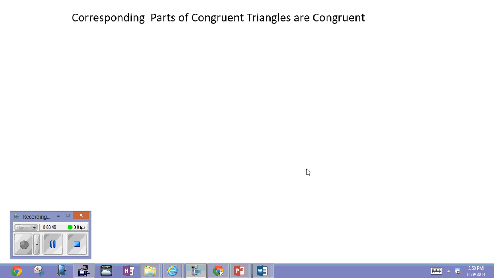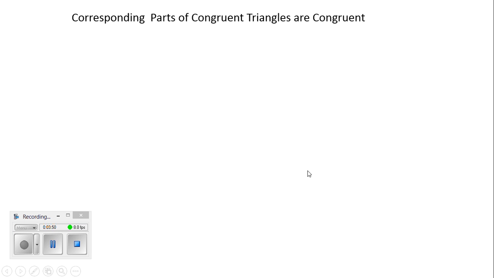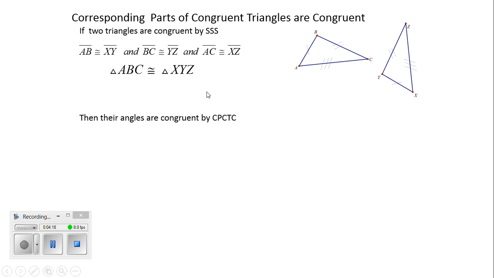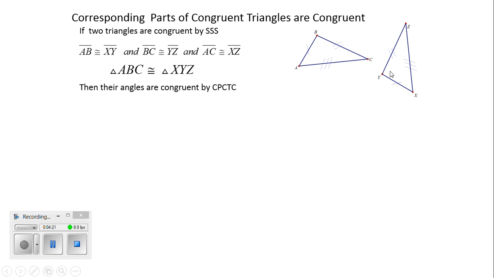Okay, so we're back. We're looking at what we call corresponding parts of congruent triangles. If two triangles are congruent by triple S, we have this kind of arrangement. All the corresponding sides are congruent, and the two triangles are congruent by triple S. So it took these three parts to show that the triangles were congruent. But just because these three parts are used in showing triangle congruence does not mean that the other three corresponding parts, namely the angles, are not congruent.